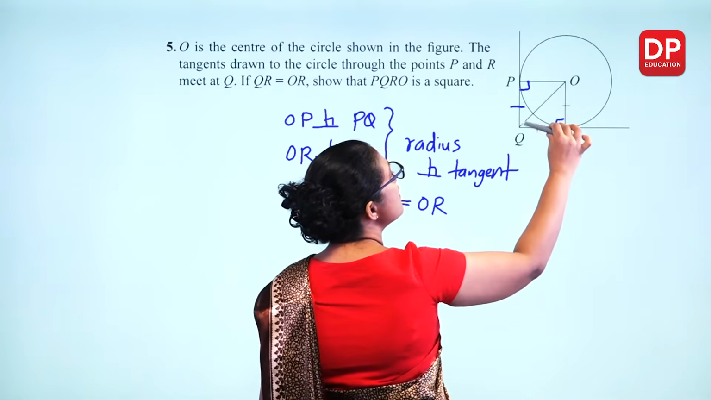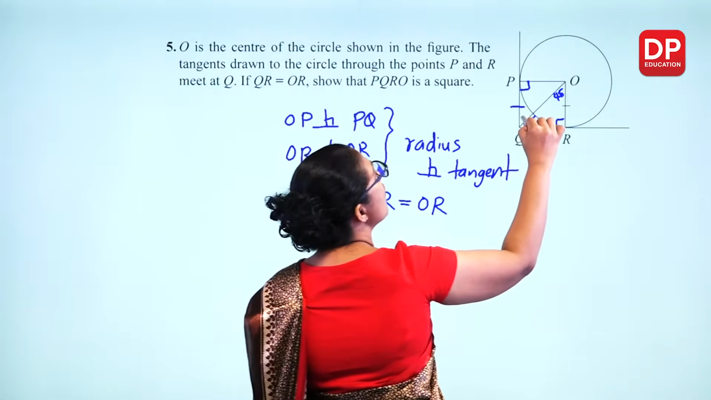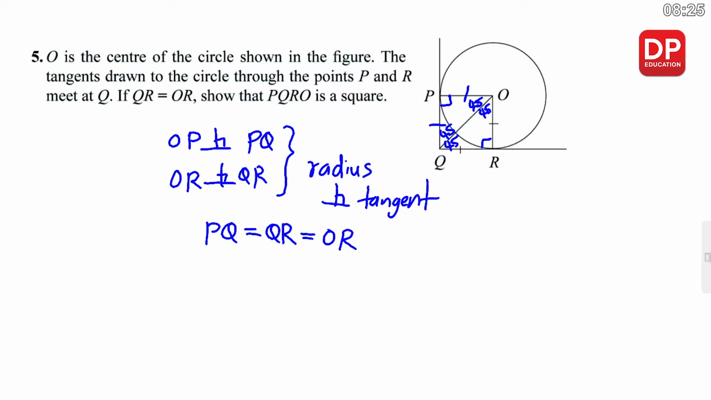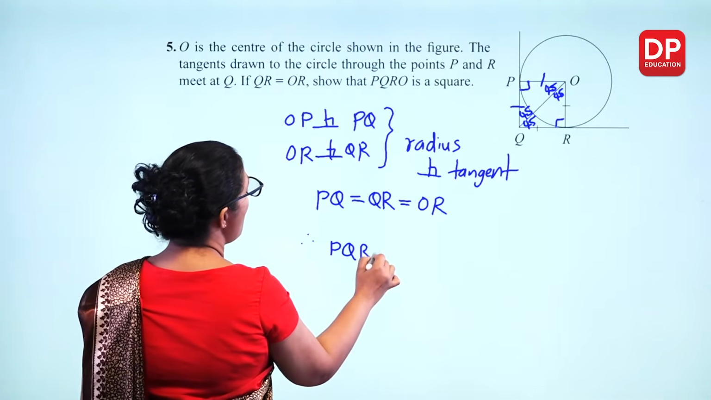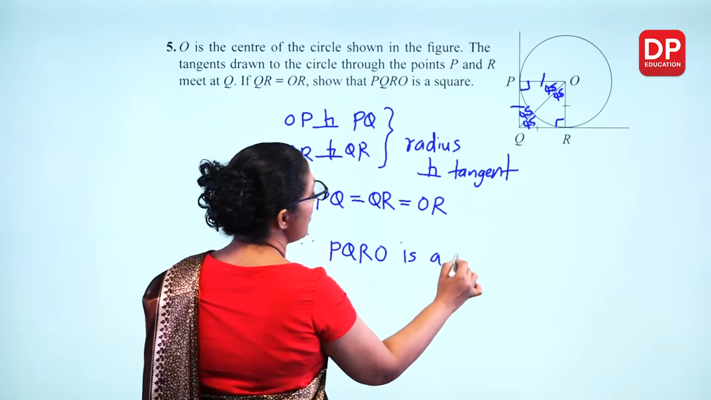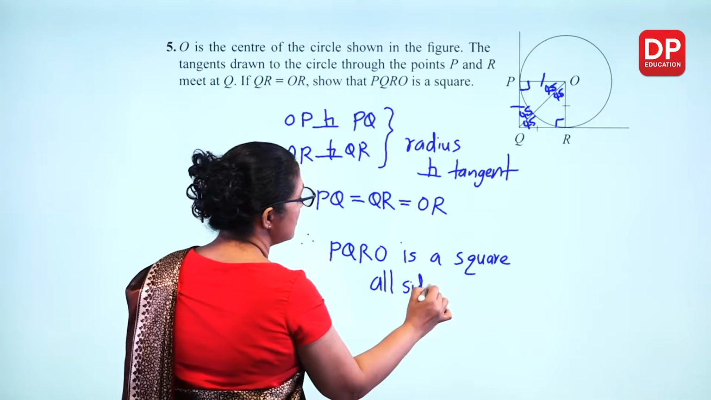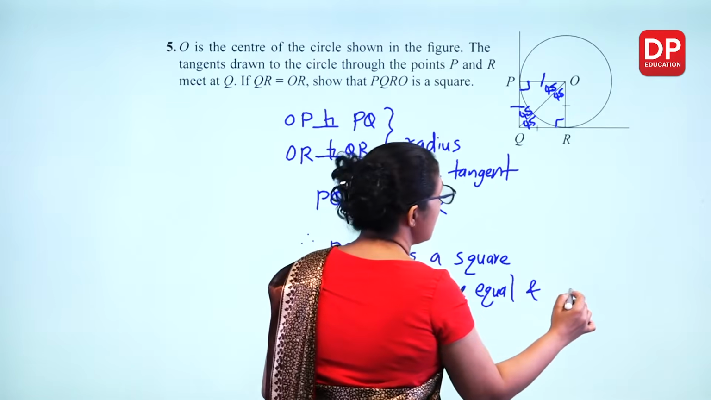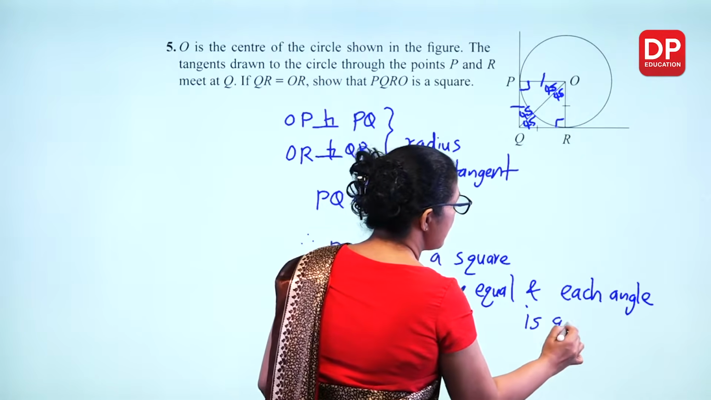And also we can show if this is equal, this is 45, this is 45 and this is 45. So this becomes 45. So this is also equal. So using the angles also we can show that. So we can write down therefore PQRO is a square because all sides are equal and each angle is 90 degrees.